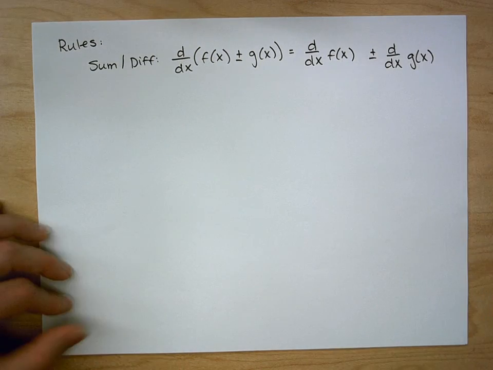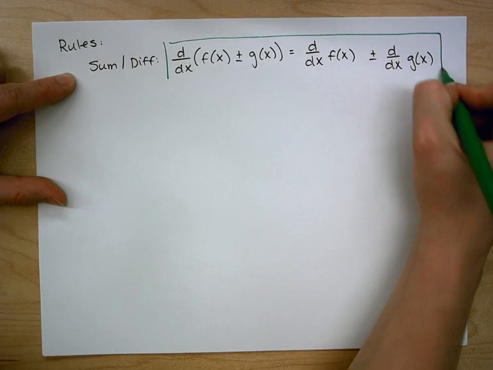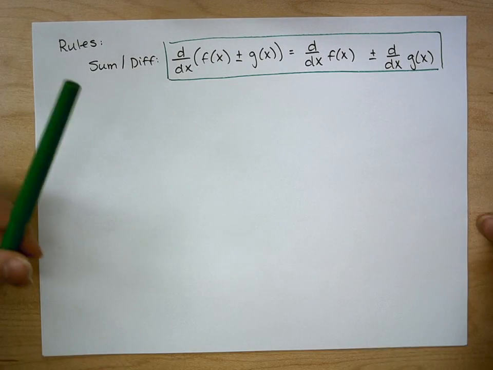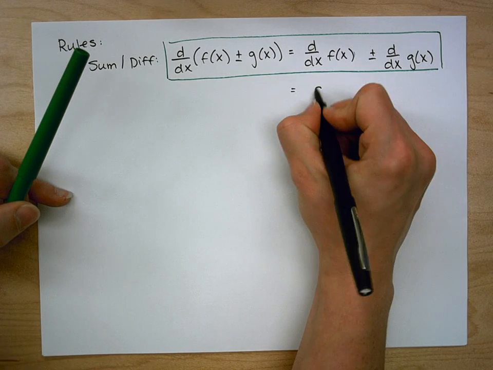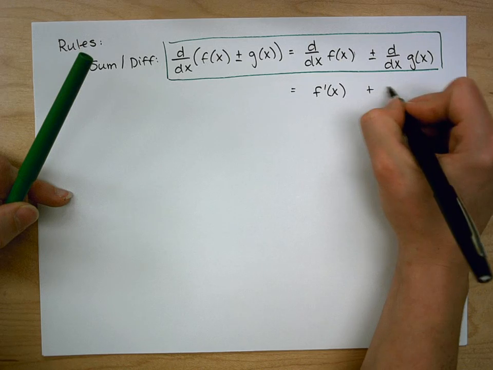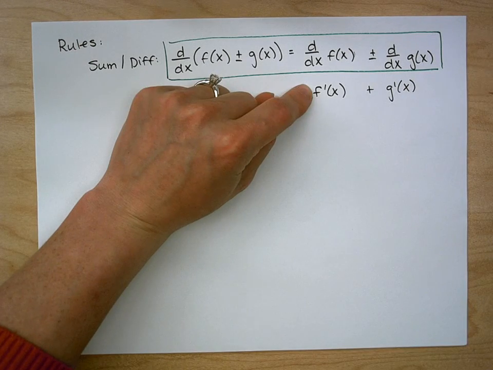Okay, so there's another rule. And again, just for the sake of getting comfortable with these notations, I could also write this as f prime of x. And I could write this as g prime of x, or df over dx. I could write it that way also.